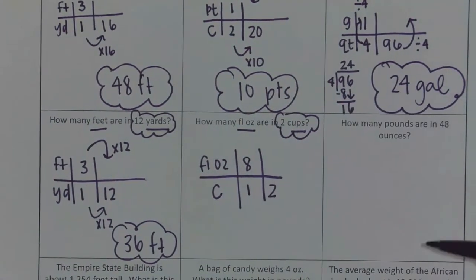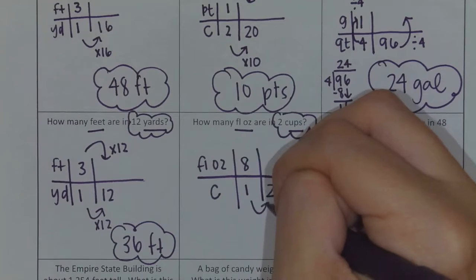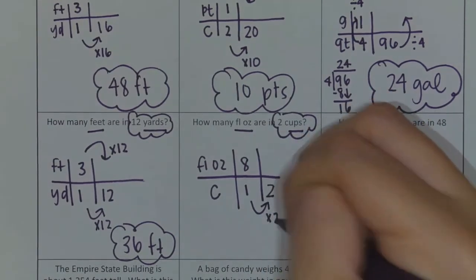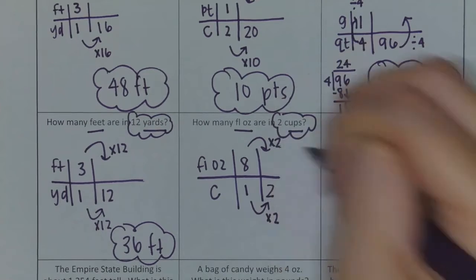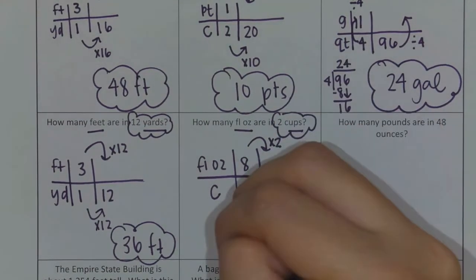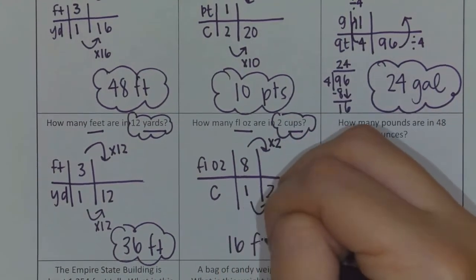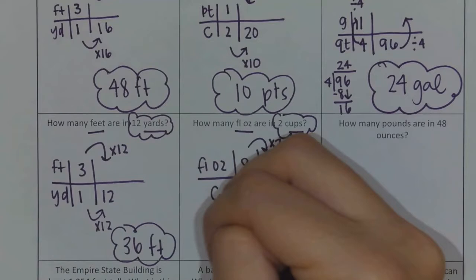So again, 2 different scale factors. Pick which one you like the best. So I'm going to use between again, and I'm going to say that 1 times 2 gives me 2. So whatever scale factor I use on the bottom, I have to use on the top. And 8 times 2 would give me 16 fluid ounces.